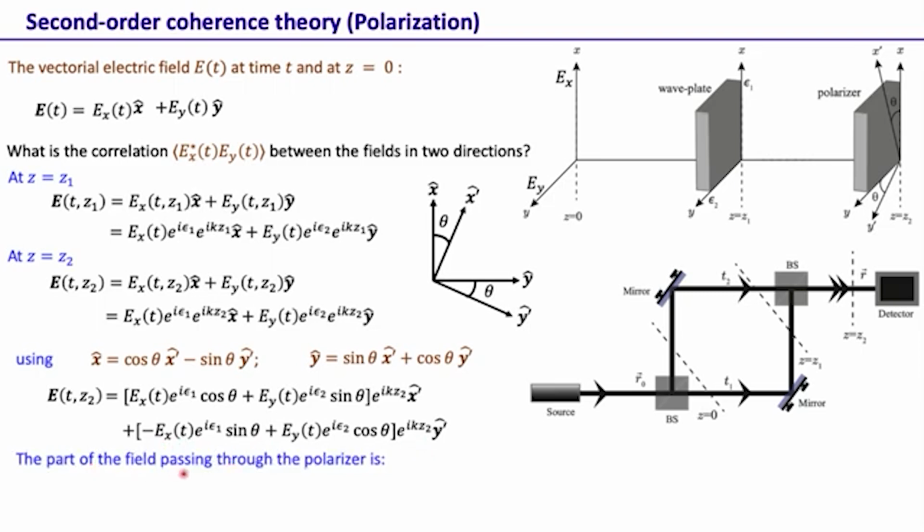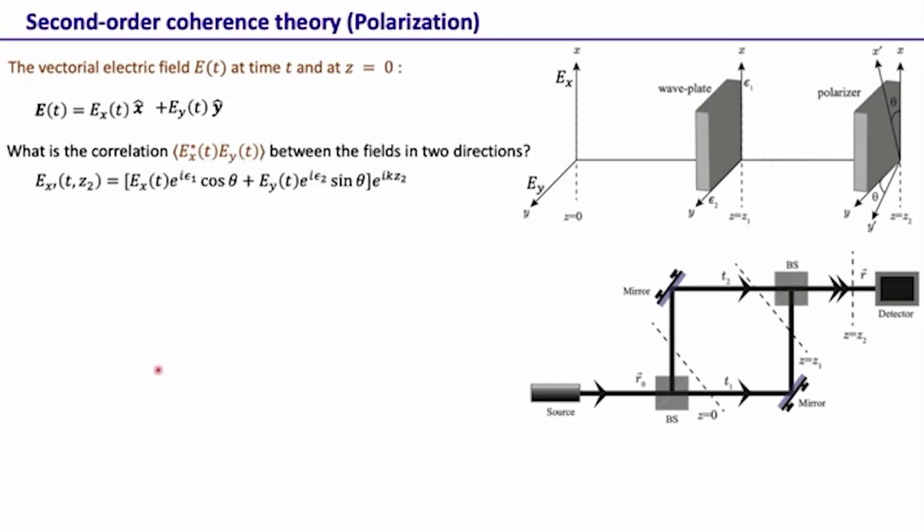So the part of the field passing through the polarizer is then Ex prime at z2, which we can write like this. Now the field which is polarized along y prime will not be able to make it through the polarizer. It gets absorbed or reflected from the polarizer. So that is the field in the x prime direction, which is what we want to investigate. For this vectorial field, what goes through the polarizer is this component of the field.